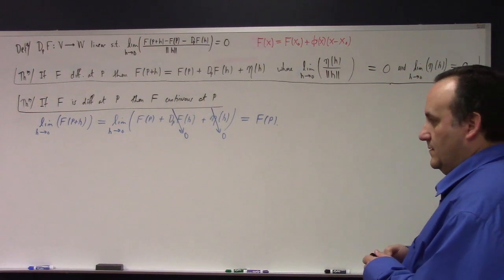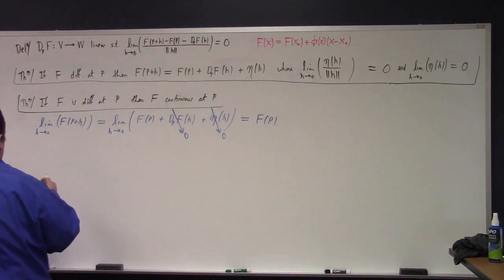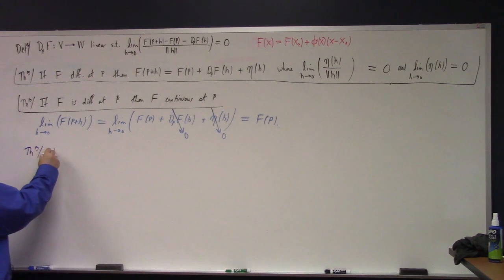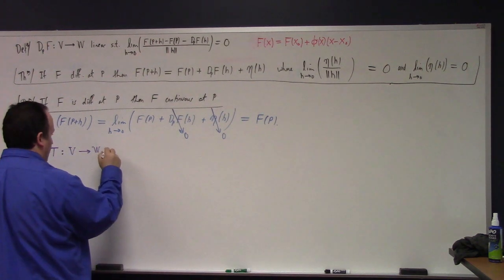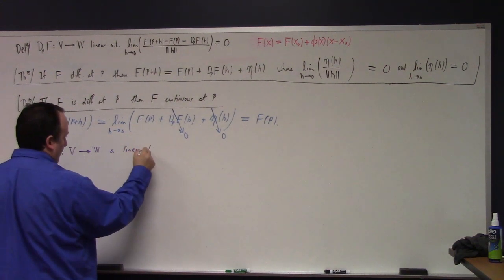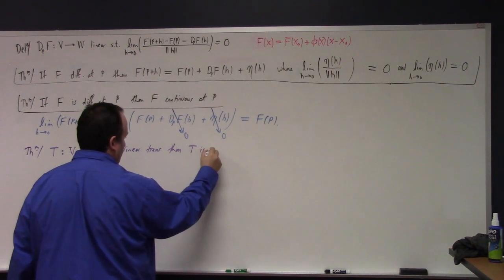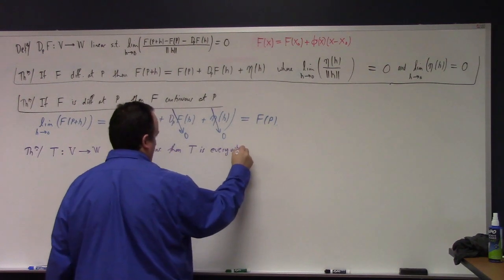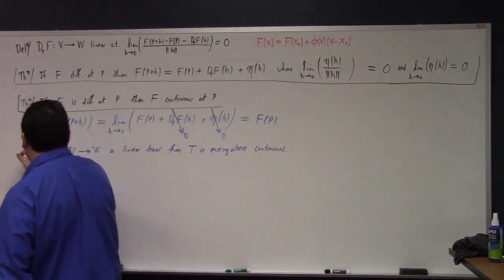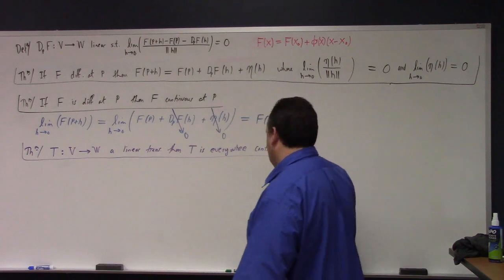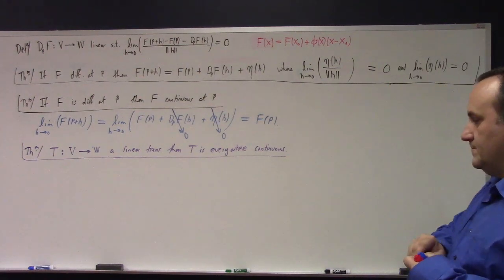Make sense? All right, so let's prove continuity. So, theorem: if we have T, a linear transformation from V to W, then T is everywhere continuous. Now, I am assuming that our context is what it has been, namely that V and W are finite dimensional normed linear spaces. All right?